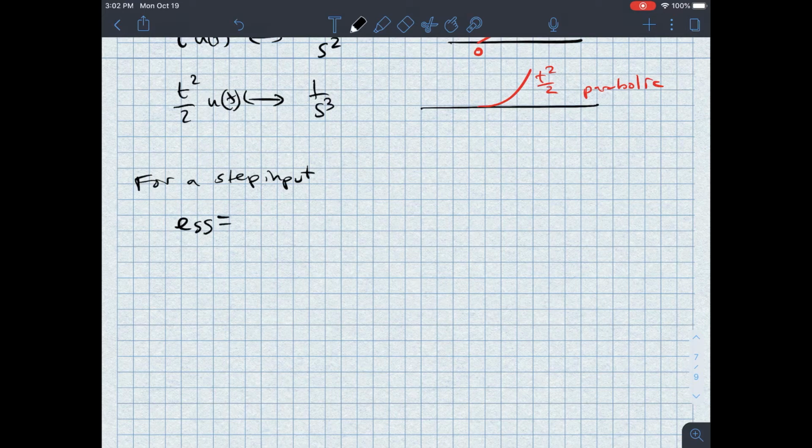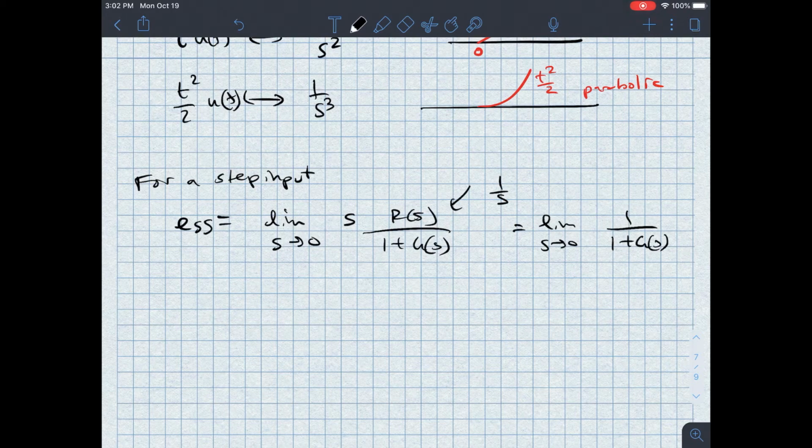So let's review. ESS is equal to the limit as s approaches 0 of s times R of s over 1 plus G of s. So if I put in 1 over s for R of s, then this is going to equal the limit as s approaches 0 of 1 over 1 plus G of s. If I take this limit, the only place that it matters is in this G of s, so this is equal to 1 over 1 plus the limit as s approaches 0 of G of s.